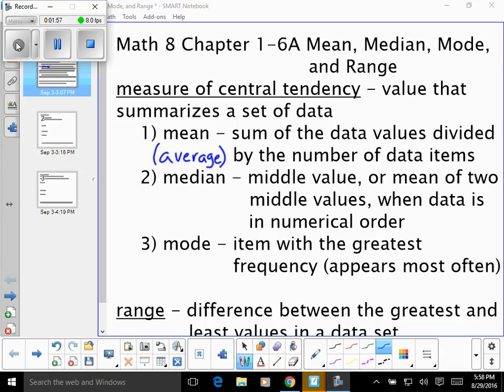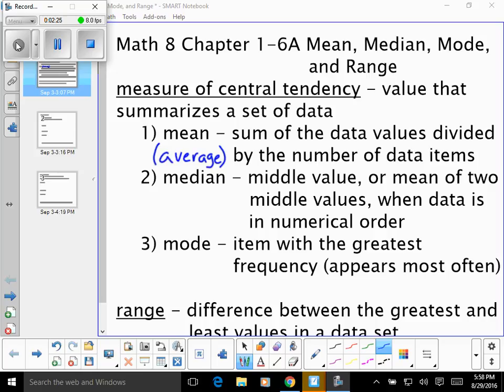Now you have to be careful because you can only have a single middle if you have an odd number of data items. If the data is an even number, like 6 data items or 8 data items, then you're going to have to take the mean of the two middle values. We will do an example like that. You'll also notice that you've got to have everything in numerical order.